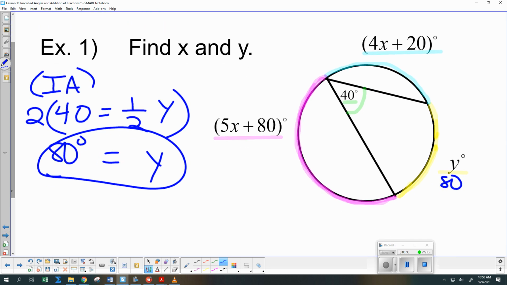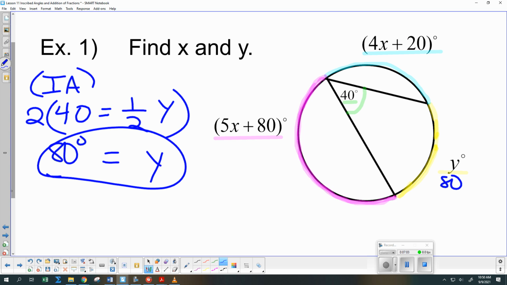Does anybody know a relationship that I can use for those x's? I tried to highlight them in different colors. The blue part is 4x plus 20. The pink, purple, whatever you want to call that, is 5x plus 80. And the yellow one we now know is 80. Do we have any relationship that we can use to solve that?